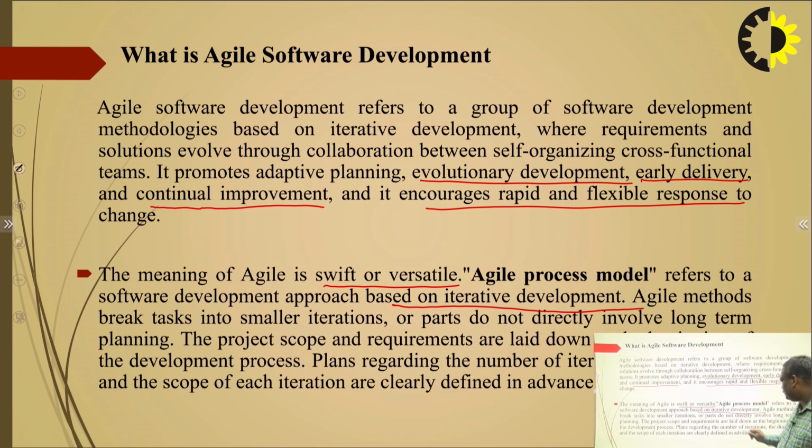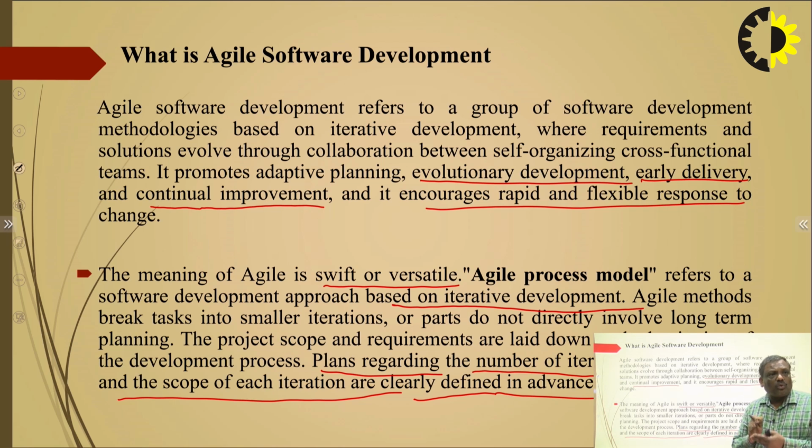So very clear plans regarding the number of iterations, the duration and the scope of each iteration are clearly defined in advance. The project scope and requirements are laid down at the beginning of the development process. With the help of the Agile model, we can deliver our project within a time frame, and in between, if the client wants to alter anything, the Agile model handles that.